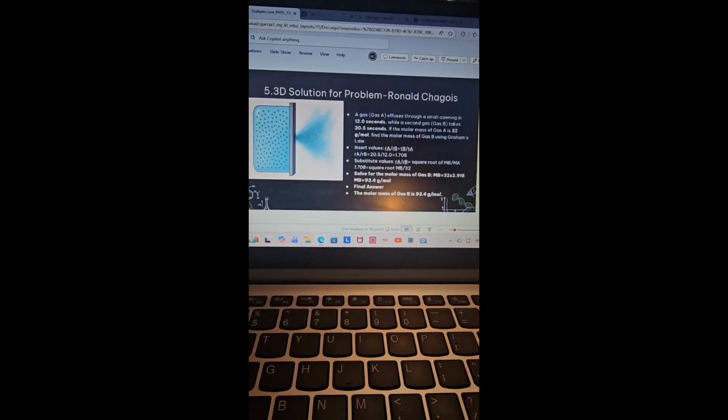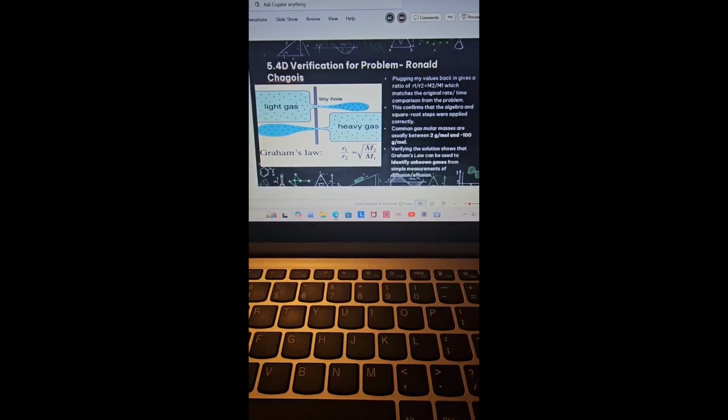5.3D, solution for the problem. A gas A diffuses through a small opening in 12.0 seconds, while a second gas B takes 20.5 seconds. If the molar mass of gas A is 32 grams per mole, find the molar mass of gas B using Graham's law. Simplifying, the molar mass of gas B is 93.4 grams per mole.